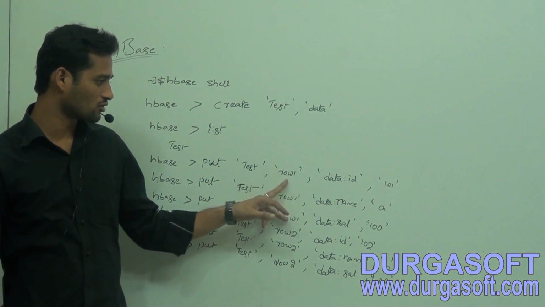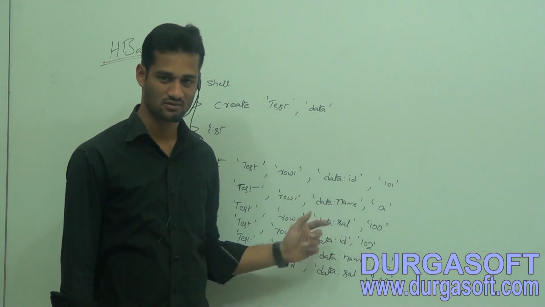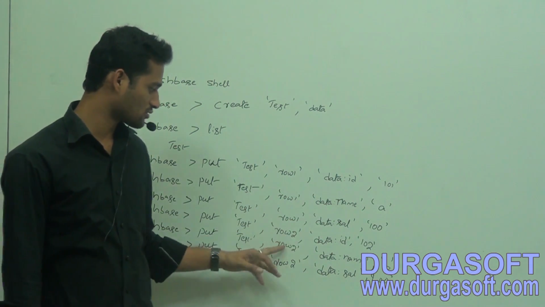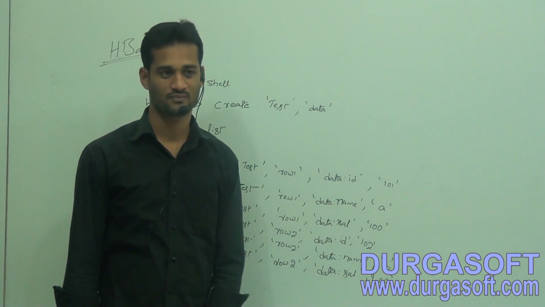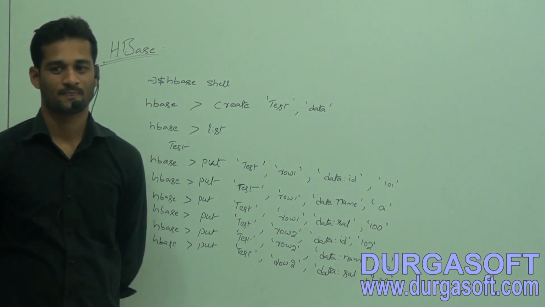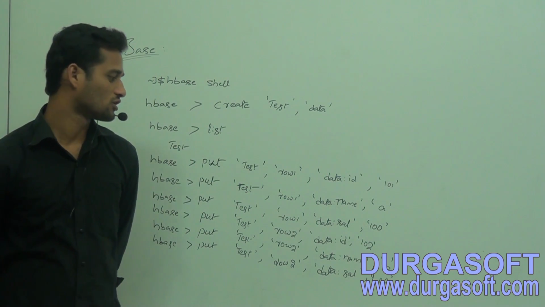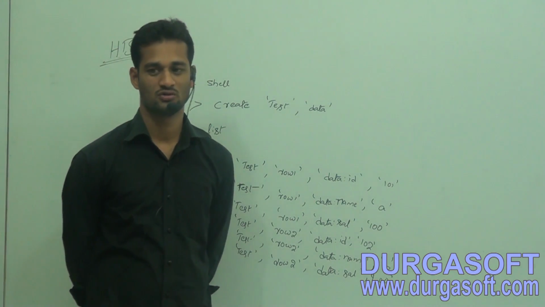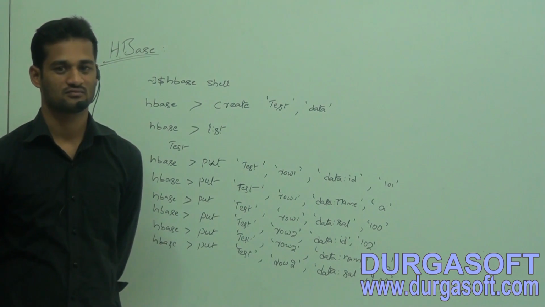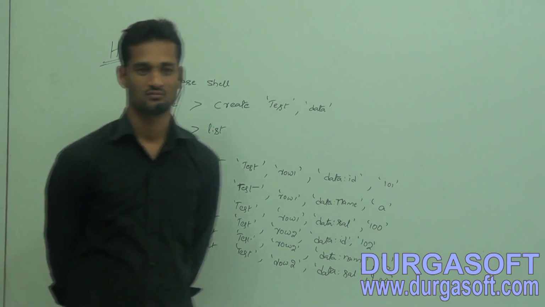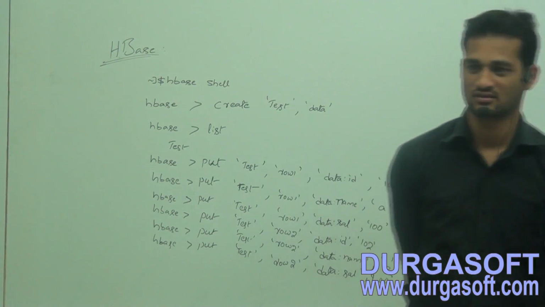That's what row 1 should have: ID, name, salary, all three together, and row 2 should have ID, name, salary, all three together. For row 2, what is the ID? 102. For row 1, what is the salary? 100. Right? So it seems something like this.